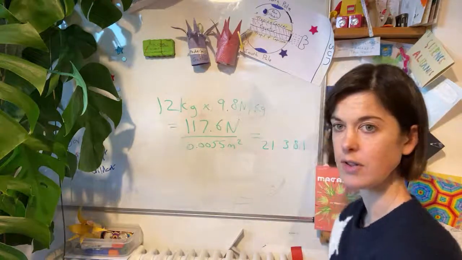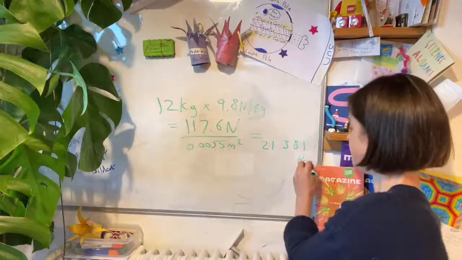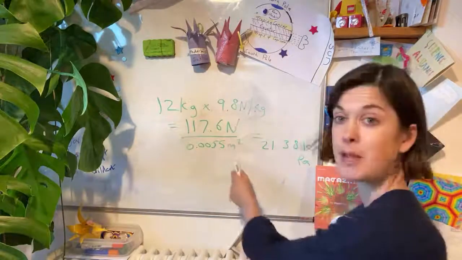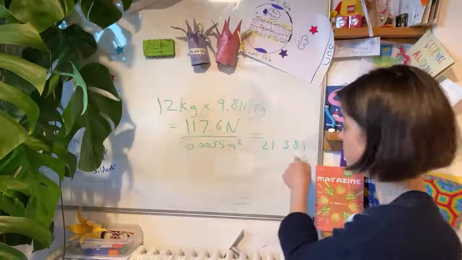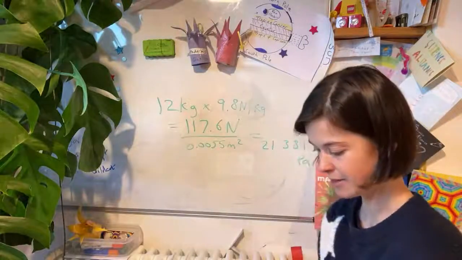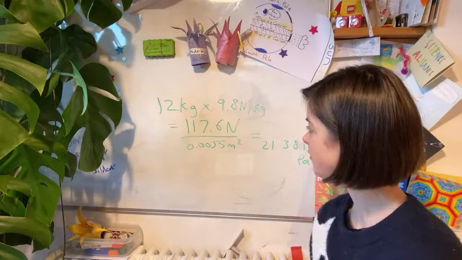21,381. Phew. And that's pascals, right? You could write newtons per meter squared. Newtons per meter squared is what a pascal is, but write pascals at the end. So let's do the same thing for my husband then.